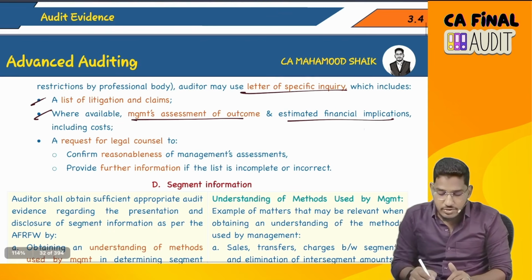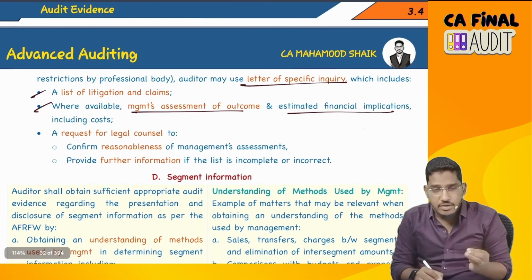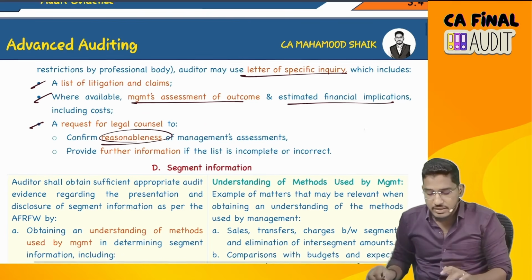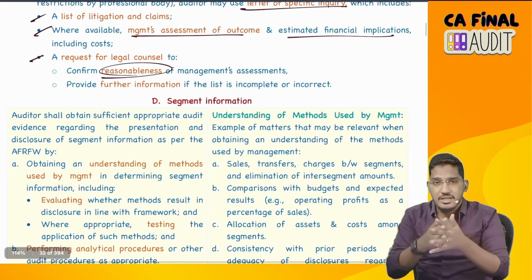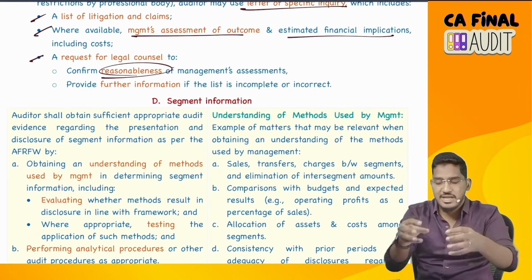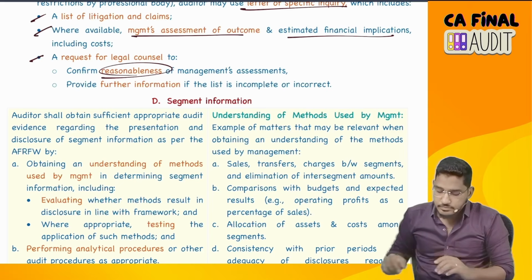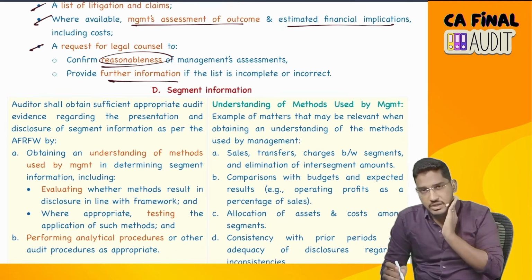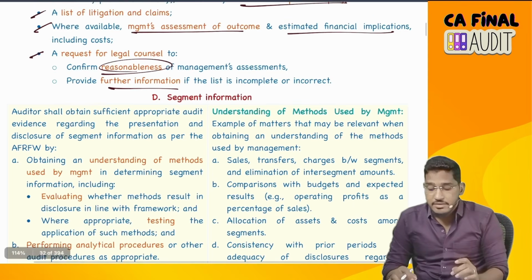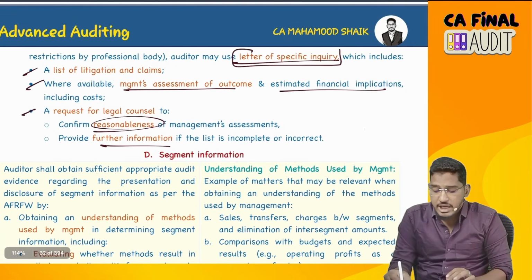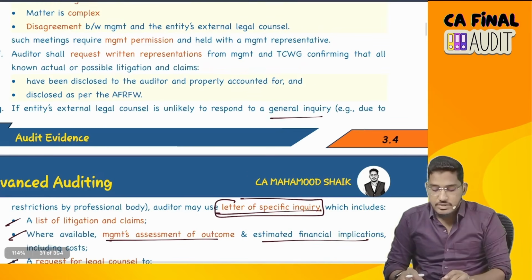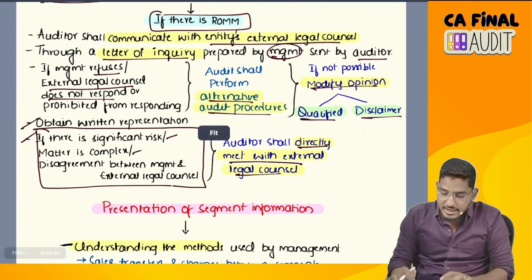After giving the list of litigations and the management's assessment, in that letter of specific inquiry you request the legal counsel to confirm the reasonableness of management's assessment. You ask, sir, for this litigation management has made this assessment. Is it reasonable? And also provide further information if the list is incomplete or incorrect. Or you ask, sir, these are the litigations I got to know, is there anything missing from this list? If you draft a letter of specific inquiry instead of making a general inquiry, the chances of getting a response will be much higher. Understood? This is how we obtain audit evidence regarding litigations and claims.